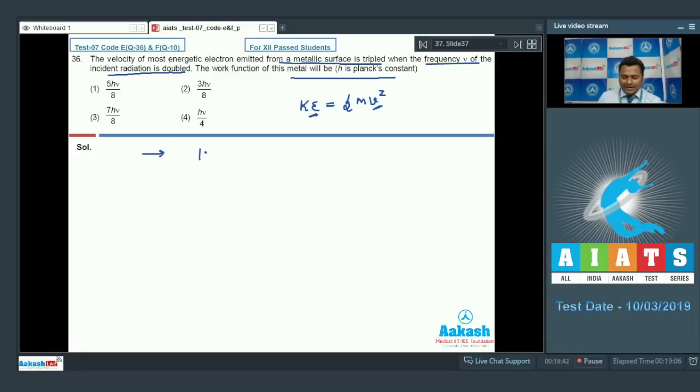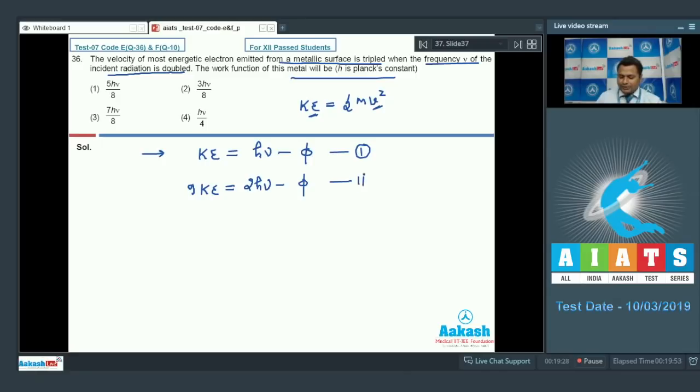According to Einstein photoelectric effect, the kinetic energy is given as h nu, energy of incident photon, minus the work function phi, equation number 1. If we double the frequency of incident radiation, velocity is tripled here. So that's why kinetic energy will be 9 times. 9 KE will be, frequency is doubled, so 2 h nu minus work function. Work function depends upon the nature of the material. Metal surface is not changing, so work function will also not change. So it will remain phi.